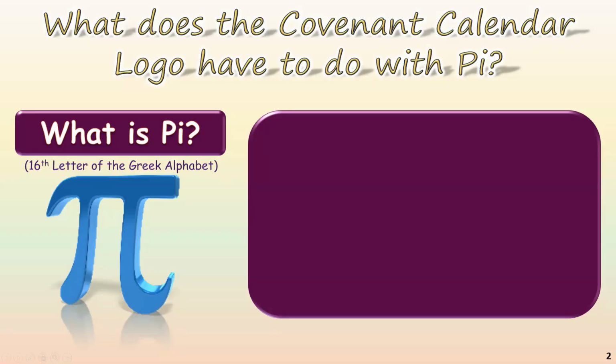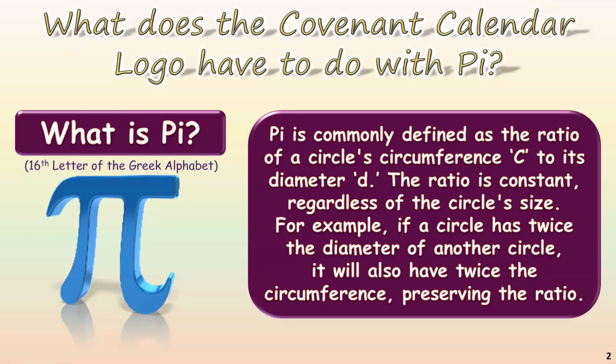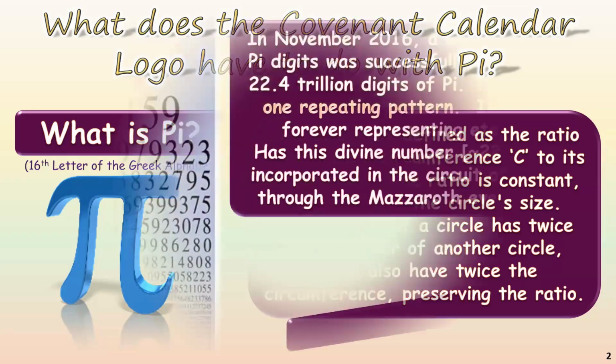And what is pi? Well, it's the 16th letter of the Greek alphabet. Some people know that. But this is a little bit more what pi is. Pi is commonly defined as the ratio of a circle's circumference, as a capital letter C, to its diameter, which is a small letter d. The ratio is constant, regardless of the circle's size. For example, if a circle has twice the diameter of another circle, it will also have twice the circumference, preserving the ratio. And most of us learned that in school a long time ago.